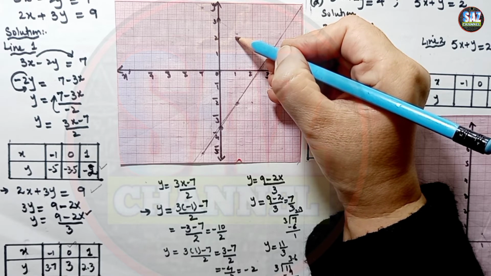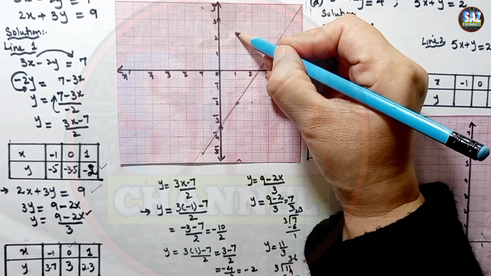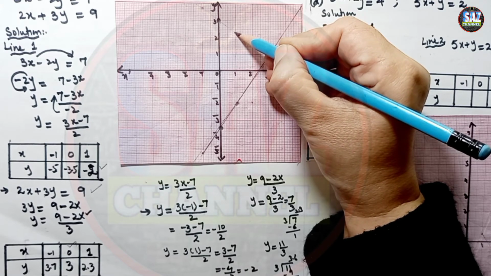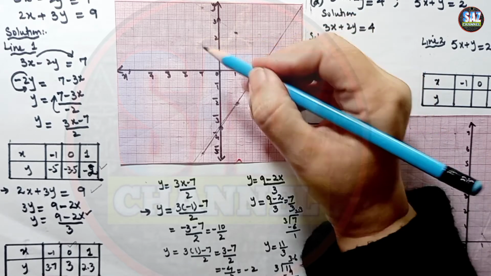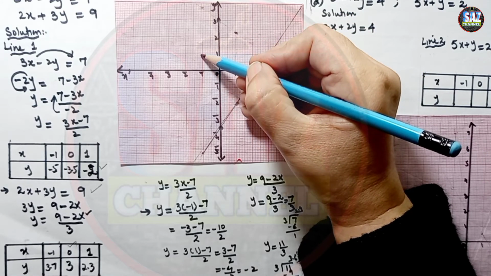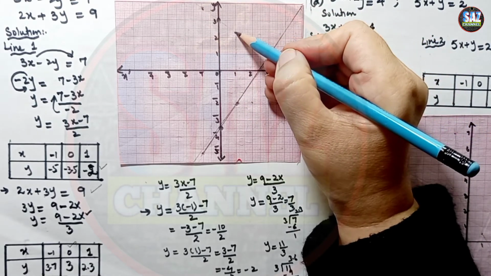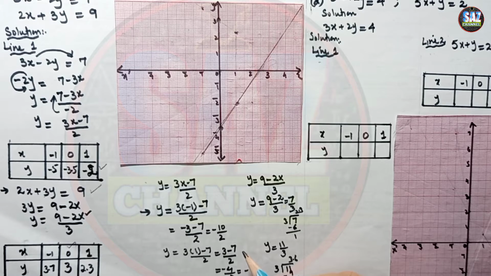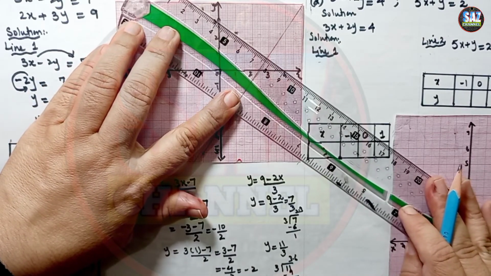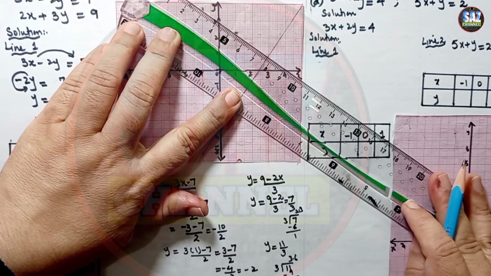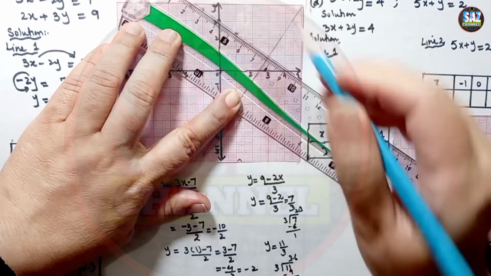2.3, so this will be 2.1, 2.2, and this is 2.3, and then x is minus 1, and y is 3.7. This is x minus 1, and 3.7 over here. Now let me pass the line from these 3 points, and join these 3 points nicely with the help of a ruler. Okay, and this is the equation of the line.